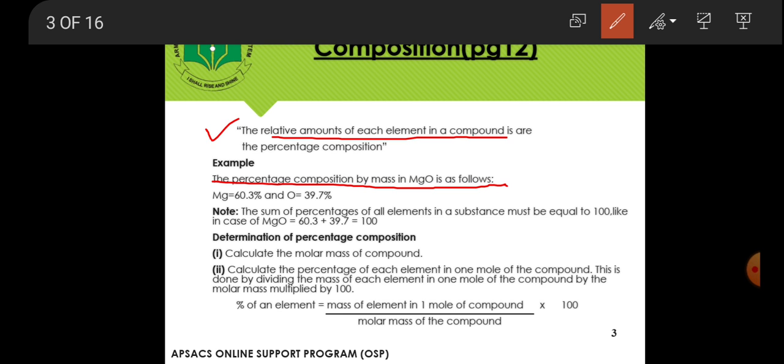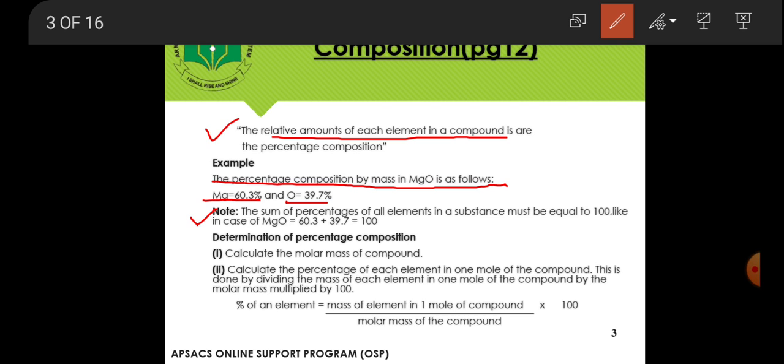In magnesium oxide, the percentage of magnesium is 60.3% and the percentage of oxygen is 39.7%, and this is the percentage composition by mass. It means 60.3% magnesium is present in magnesium oxide, or we can say that the mass of magnesium in magnesium oxide in terms of percentage is 60.3, and the mass of oxygen in magnesium oxide is 39.7 in terms of percentage.